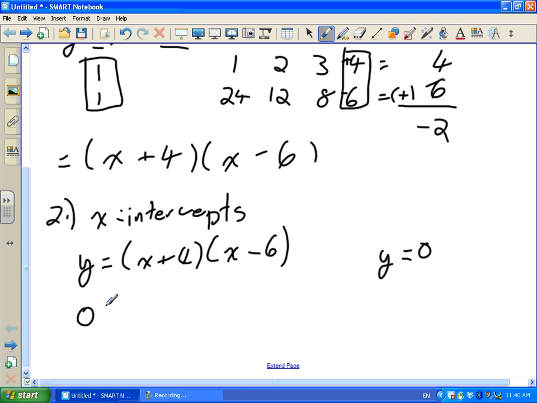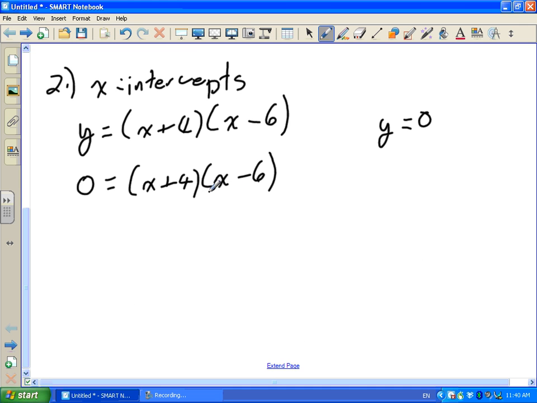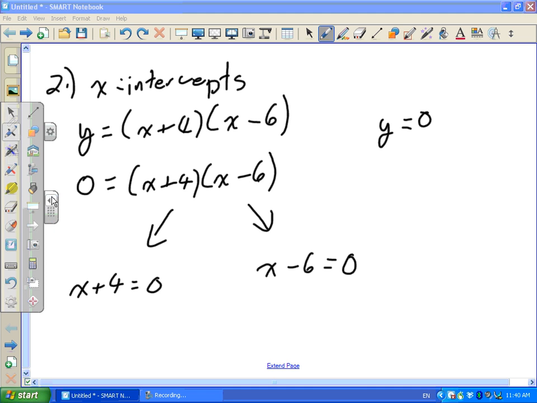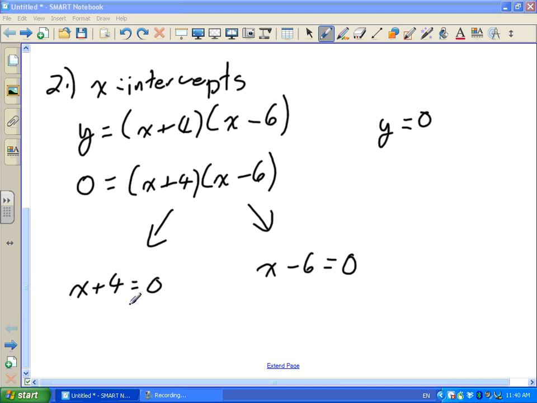So, I put 0 on the outside. I have X plus 4 and X minus 6. And we know that each of these brackets represents a number. So we just assume that both of them are going to be equal to 0. So we split this. X plus 4 equals 0. And X minus 6 equals 0. This is nice. Many of you did this, but then you forgot to actually solve for X. Oh, shoot. No. So, I got to solve for X.